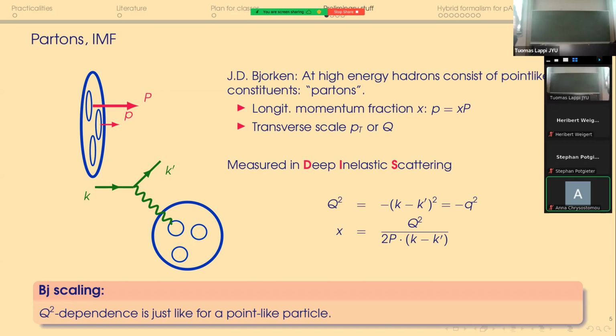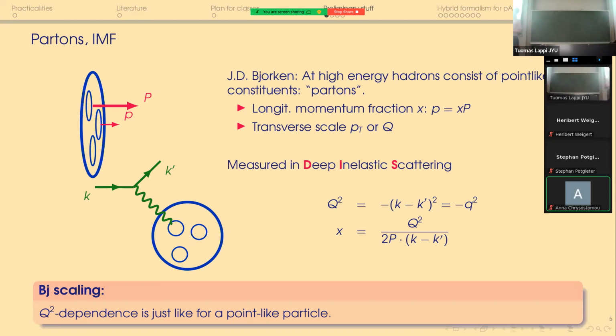Measuring the kinematics of this process, you actually only need to measure the outgoing electron, and you can reconstruct what x and Q were by just measuring the electron. If you know the incoming electron and you measure the outgoing electron, you take the Lorentz four-vector difference of these two and square it. This is what is called Q squared in deep inelastic scattering.